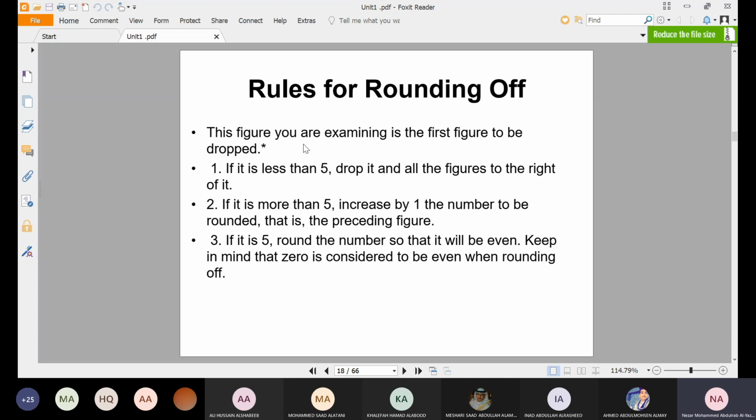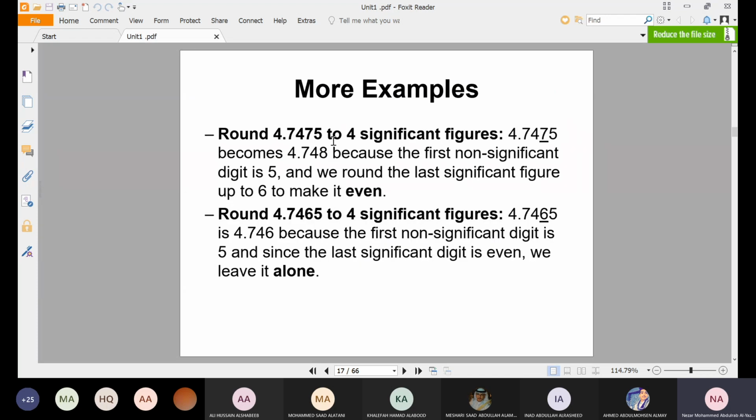Okay, so here, for example, as we talked about the examples here, let's review this example. After that, we'll go to another topic, for example, adding and multiplication of the significant figures.